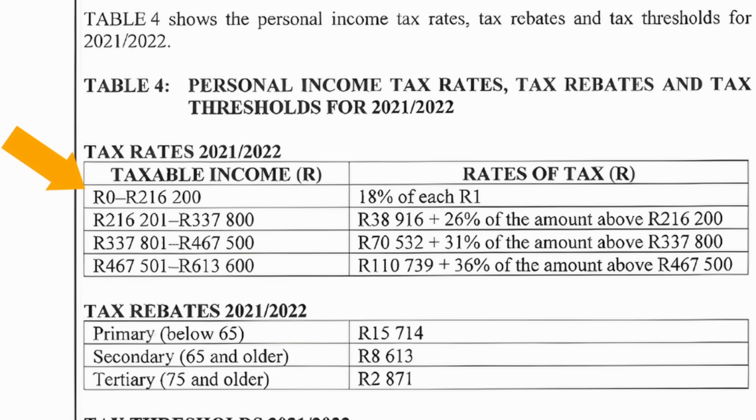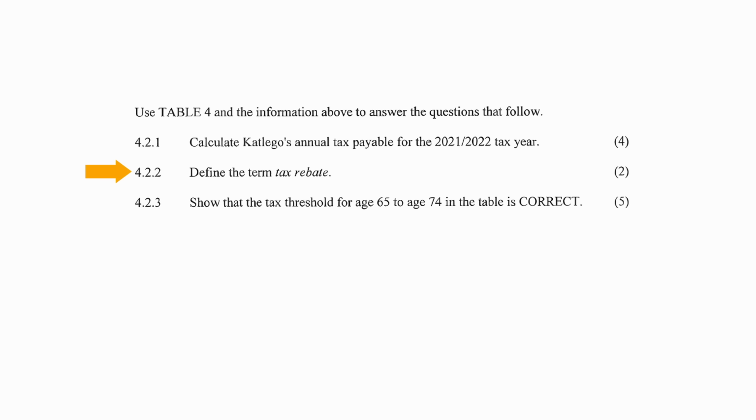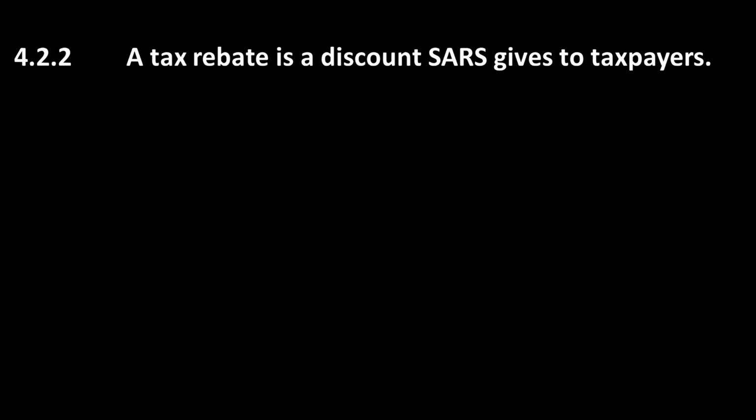Since Katlego earned a taxable income between 0 and 216,200 Rand, he will have to pay 18% of each 1 Rand he earned. So his tax payable for the 2021-2022 tax year is 18 over 100 multiplied by his taxable income of 87,329 Rand, and this equals 15,719 Rand 22 cents. In question 4.2.2, you have to define the term tax rebate. A tax rebate is a discount SARS gives to taxpayers.